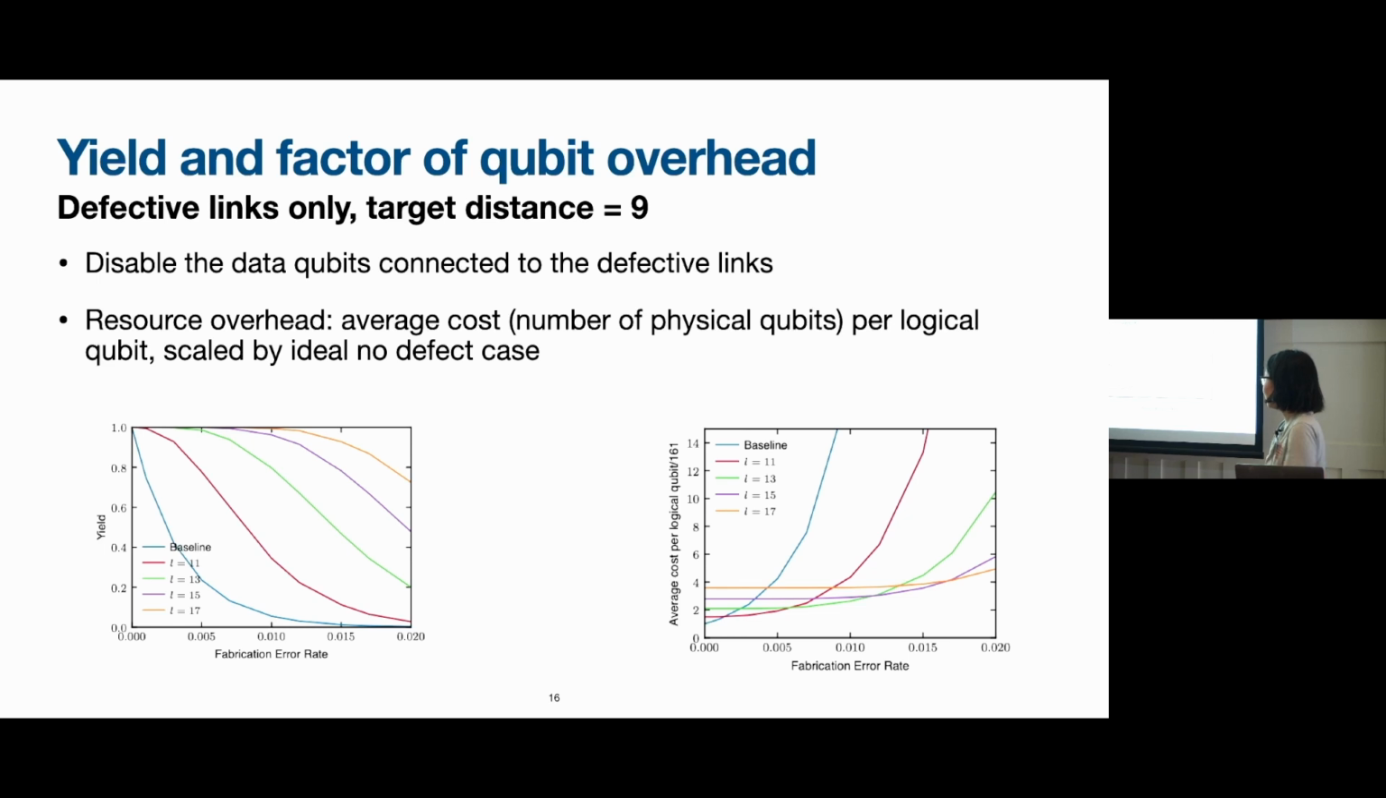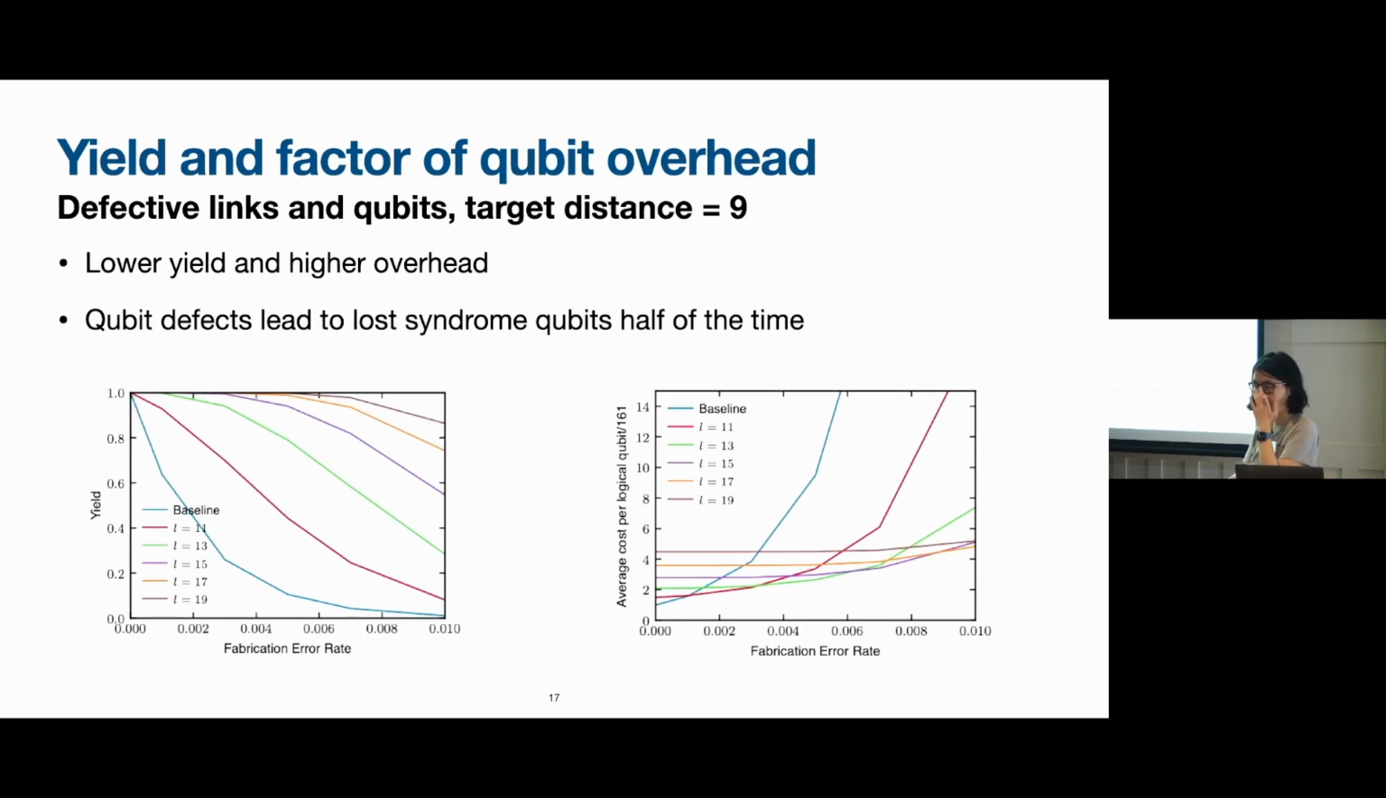And if we take the minimum of all these lines at each point, we get a curve that shows the factor of resource overhead that you can reach with the approach of having super stabilizers on triplets. We did the same thing with the other error model, with defective links and qubits. Of course, we get lower yield and higher overhead because now there are more defects.